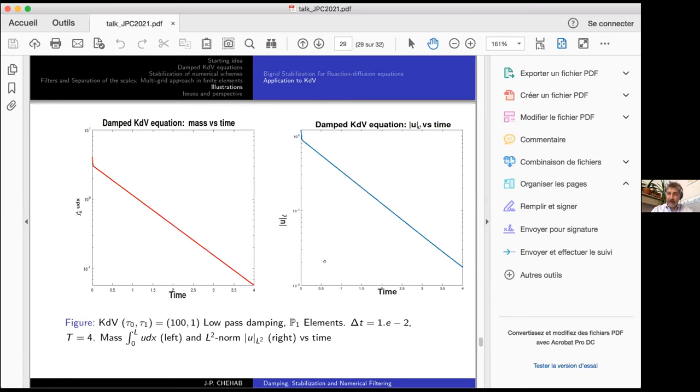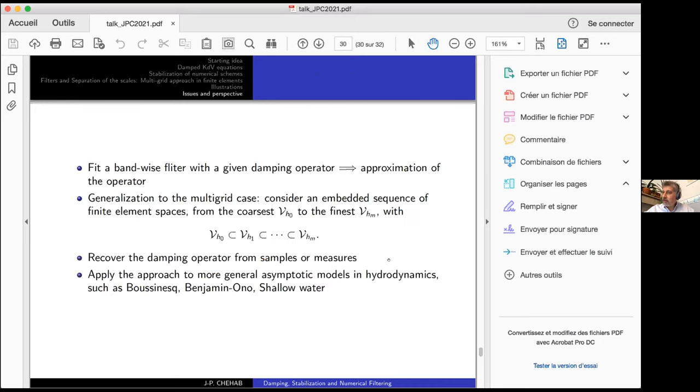Now, I do the contrary. I damp very strongly the low mode component and very slightly the high mode component. And I have indeed an effect of damping of the whole solution, as you can see here. So with the multigrid, I was able to build a filter for treating differently high mode and low mode components of my model of KdV.